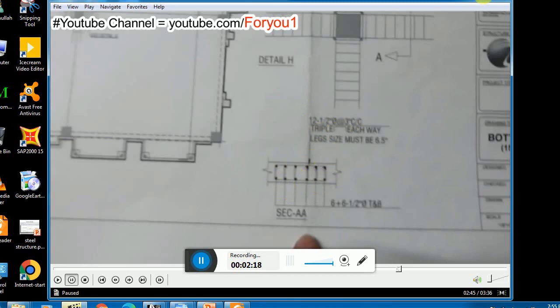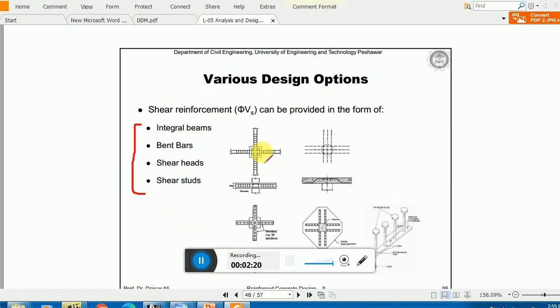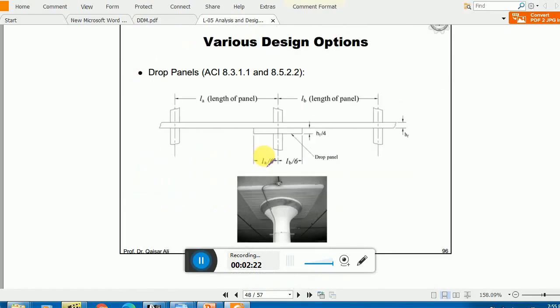And this ends up being the techniques for how we can design a drop panel. The design is simple: the length on this side divided by 6, and the length on the other side divided by 6, will give you the total length of your drop panel. If it is a square, then it is LA plus LB divided by 6 to this side, and similarly to all other 4 sides.